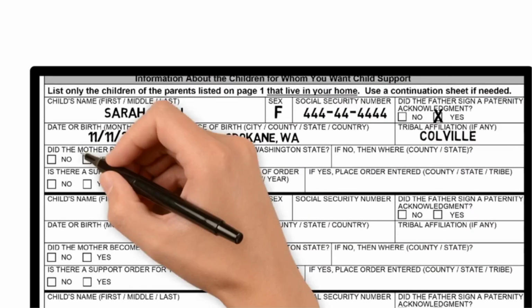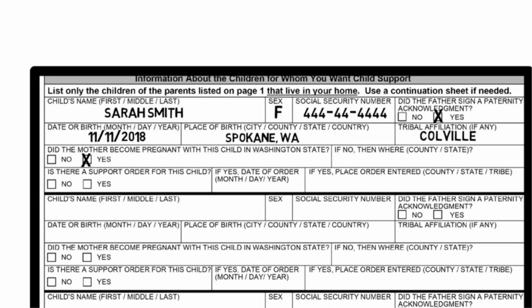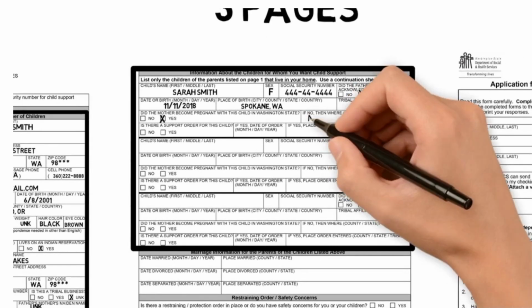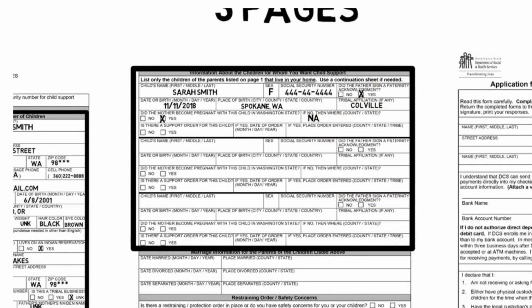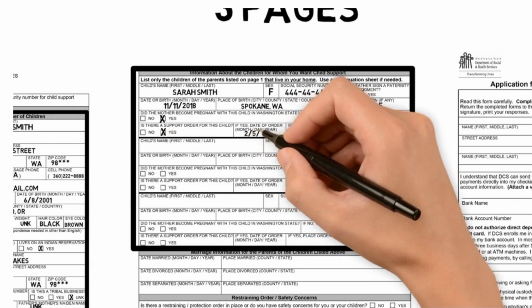And then we get this question: did the mother become pregnant with this child in Washington State? This might seem like a strange question to ask, but where the child was conceived can impact Washington's authority to establish child support. This is especially important if one of the parents doesn't currently or has never lived in Washington State.